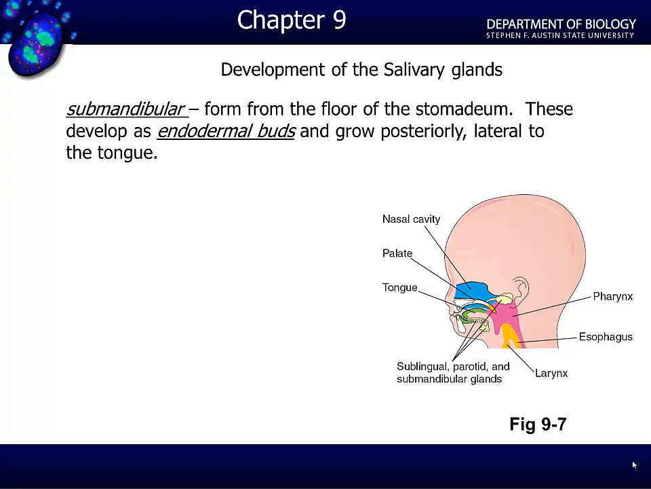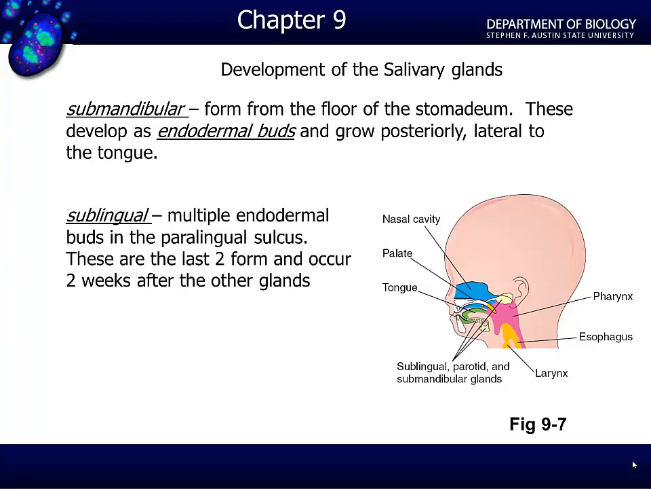Now, the submandibular gland, this is going to form again in the floor of the stomadeum, and these are not ectodermal, these are endodermal in origin, and these are going to be just lateral to the tongue. The sublingual is going to start with multiple endodermal origins, and these are going to grow from the paralingual sulcus. This is going to be a groove sort of lateral to the tongue. And these are going to be the last two that form. They're going to form on either side. They're paired. And they're going to form 2 weeks after the other gland. So parotid is first, followed by submandibular, then sublingual gland from the tissue that lines the mouth and stomadeum.